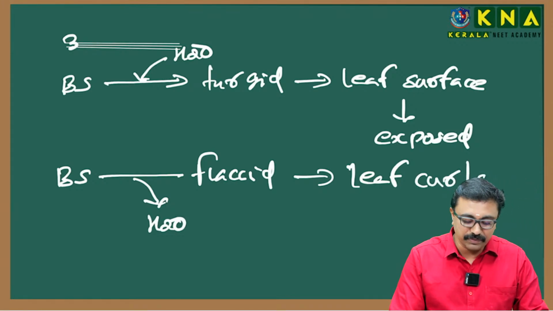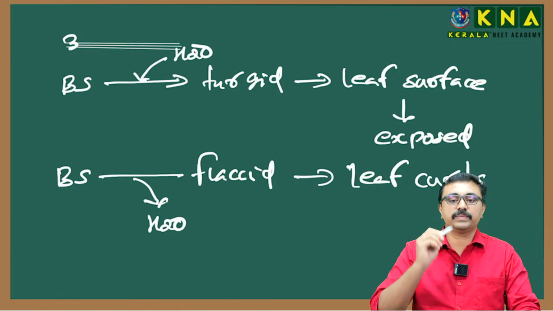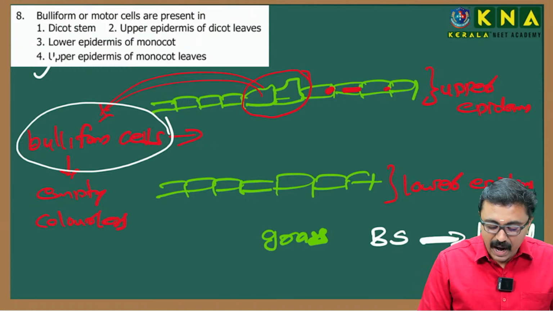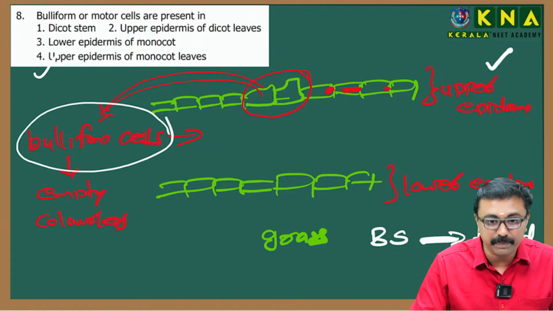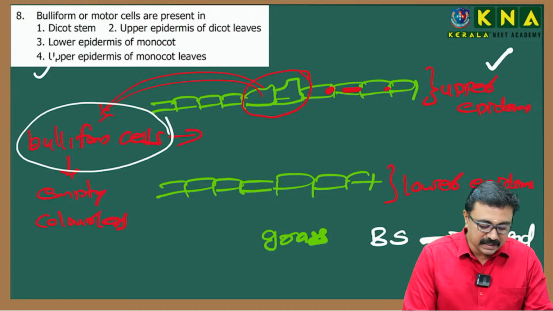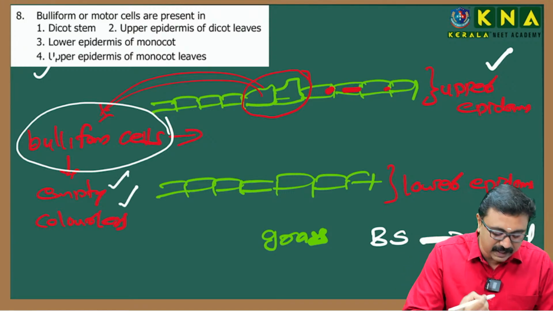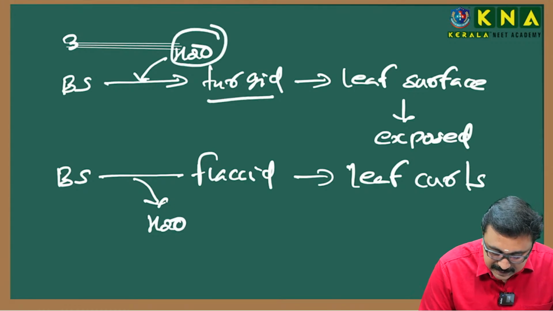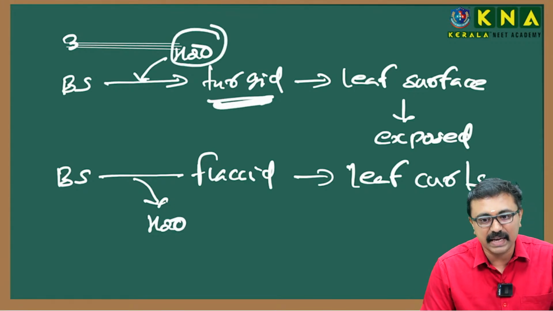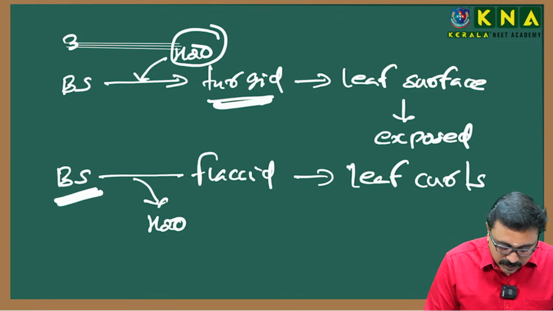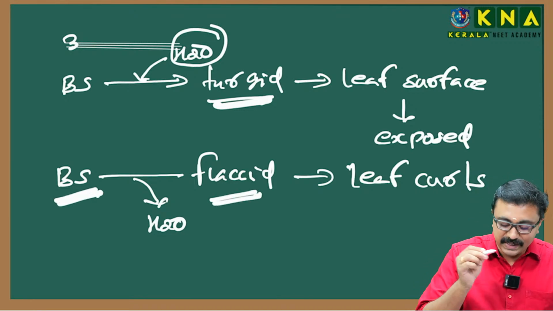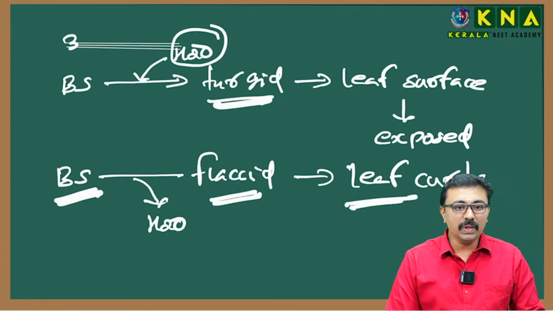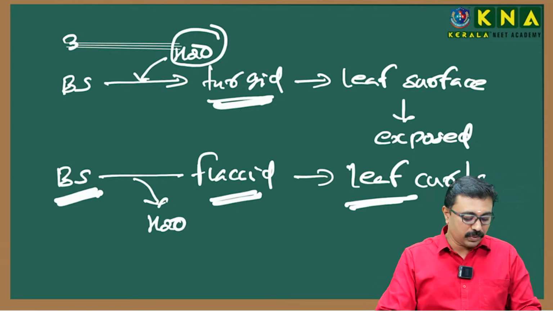So this is the function related to bulliform cells, and you should understand that bulliform cells are present in the upper epidermis. They are colorless empty cells. When they absorb water, they become turgid and the leaf surface is exposed. When they lose water, they become flaccid, so the leaf surface curls.